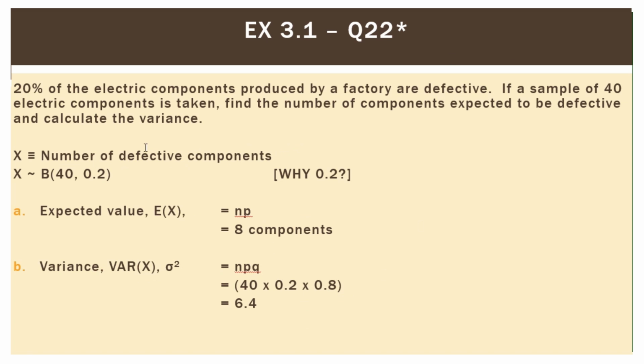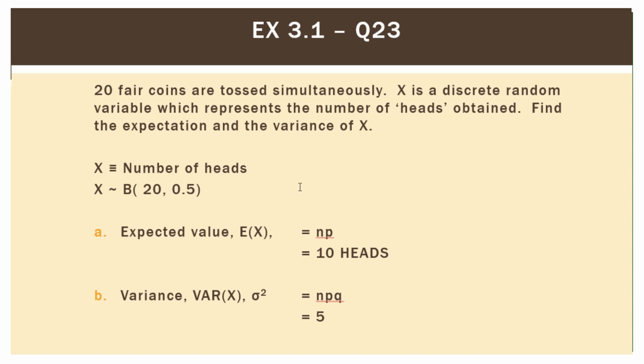Same goes for this here. Y is 0.2 because we're talking about the 20%. If they ask you for expected value, it is N times P. What is variance? NPQ. Just follow. It shouldn't be a problem. Okay.